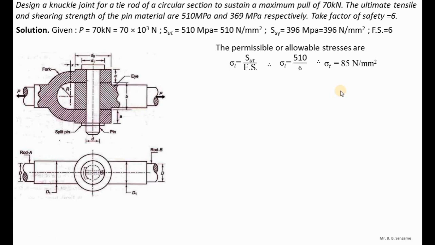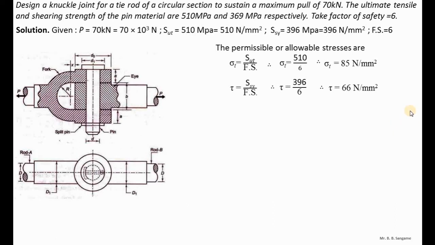Similarly, we can calculate the permissible or allowable shear stress by using the formula tau equals SSY divided by factor of safety. Here SSY is nothing but yield strength in shear, which is 396 megapascal, that is 396 Newton per mm square, and factor of safety is 6. So by calculation, tau is 66 Newton per mm square.